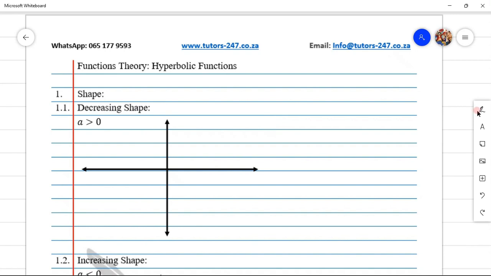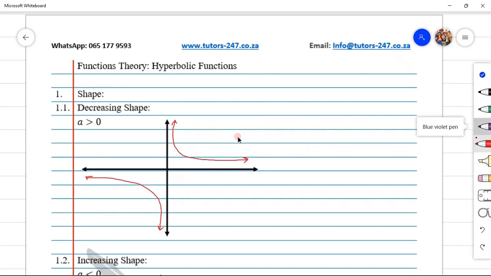If we are looking at a hyperbolic function for when a is positive, that would be in quadrant 1 and quadrant 3, and our shape would look something similar to this. Now keep in mind that this is a decreasing function, because as the value of x increases, the value of y decreases. So as the function moves to the right, as the value of x increases, the value of y is decreasing.